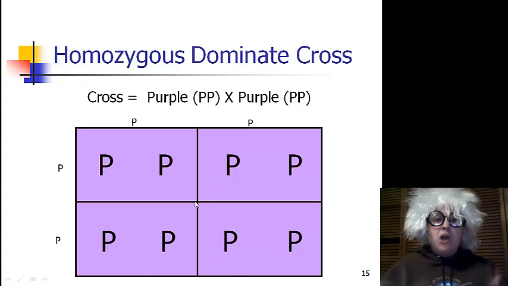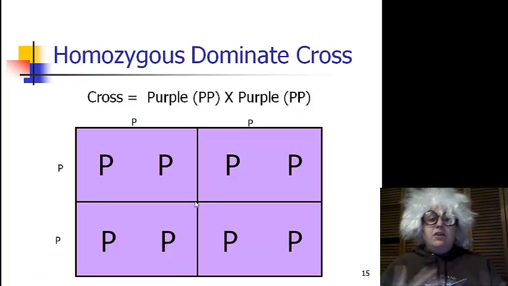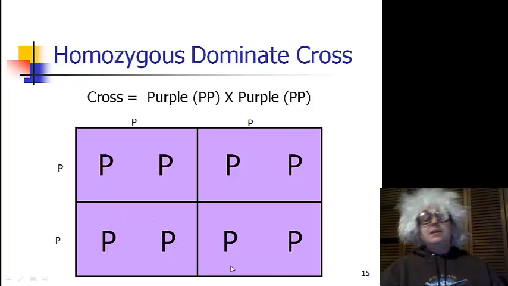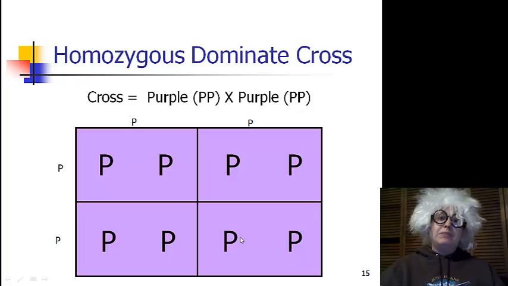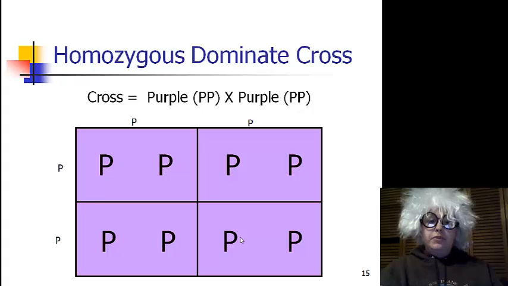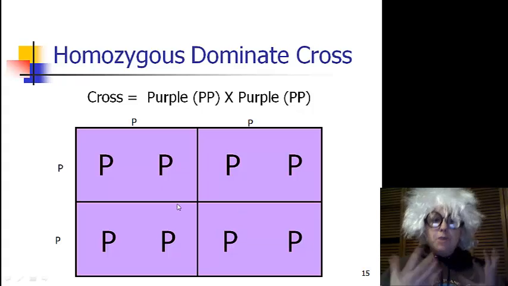Now, inside of these boxes are going to be the offspring, or the probability of each type of offspring. So, this offspring is big P, big P. This offspring is big P, big P. And this one over here is big P, big P. Now we know that the big P means purple. So all four of these are going to be purple.